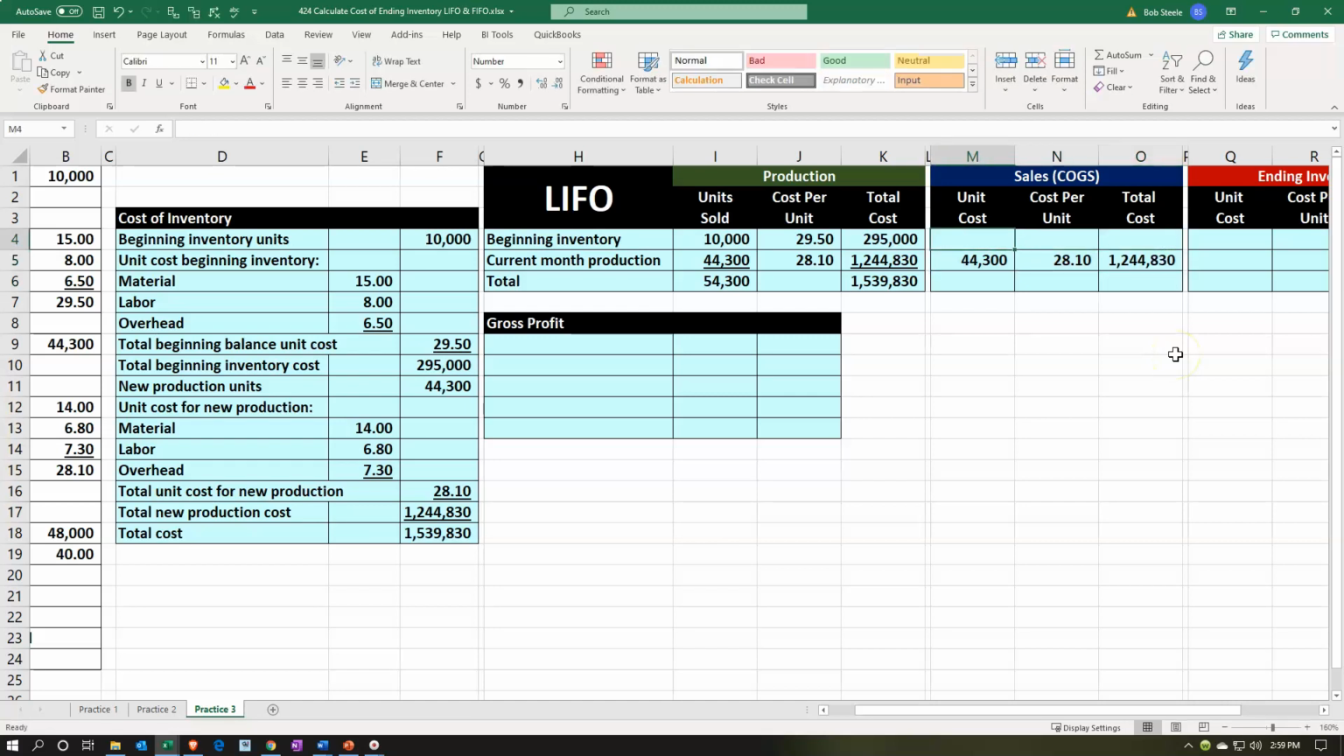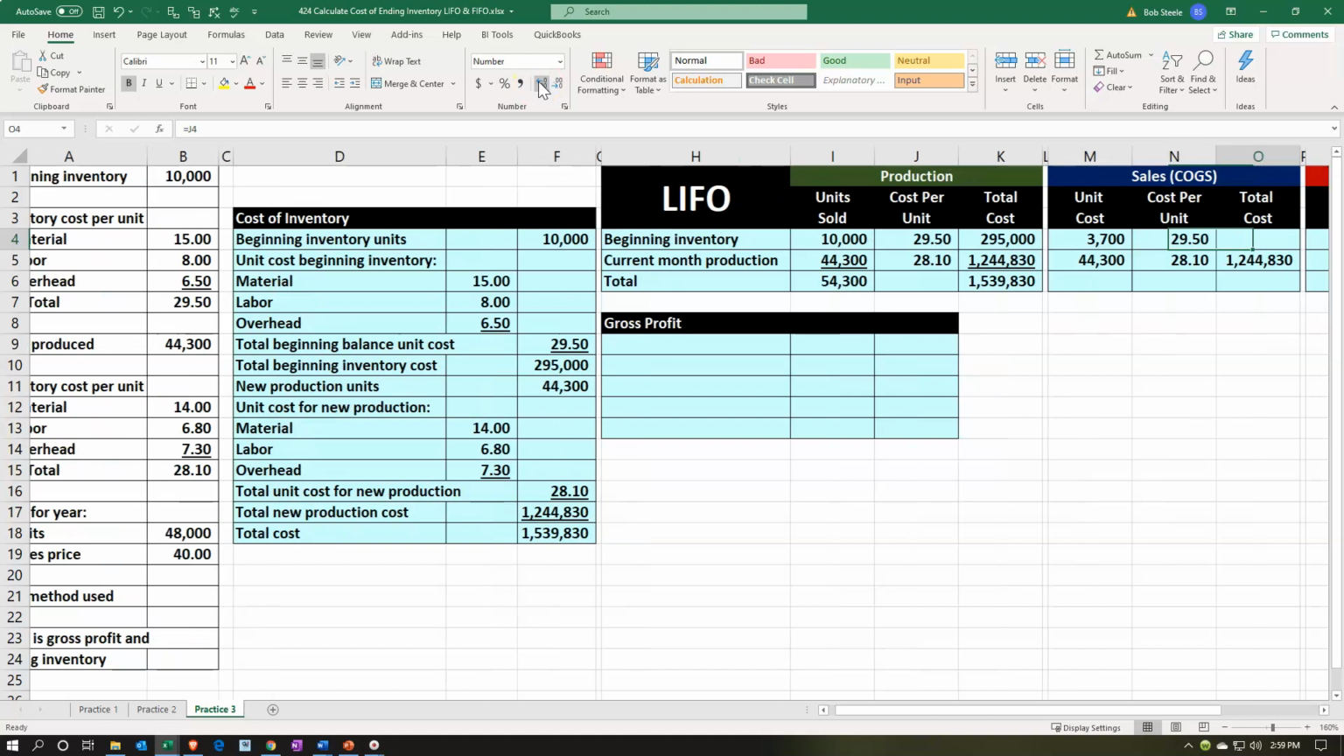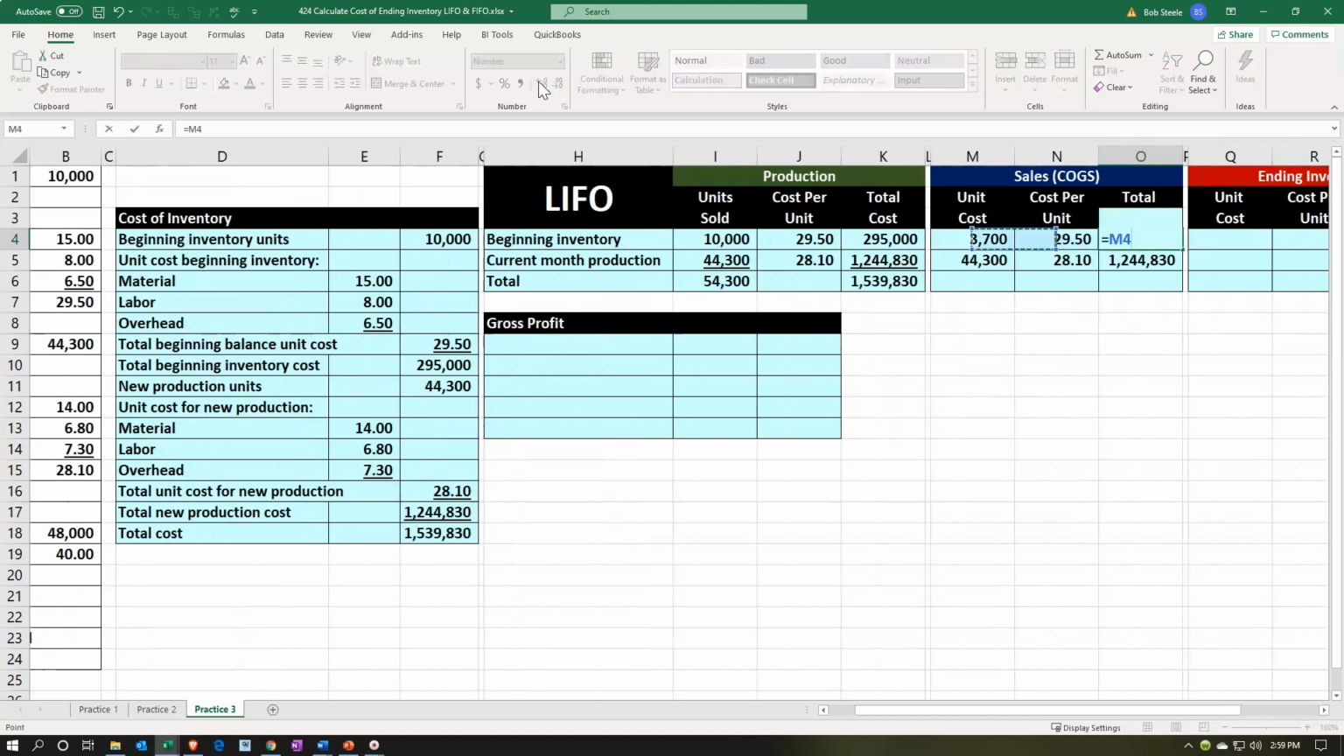And then we sold the rest from the upper layer, which I'm going to say is equal to the 48,000 units we sold in total, minus the 44.3 in the later layer, giving us these 3,007 that we're going to cut into the old layer. And those cost $29.50. They actually cost more. Let's add some pennies to that. Home tab, font group, adding a few pennies. Then we're going to say equals the 3,007 times the $29.50.